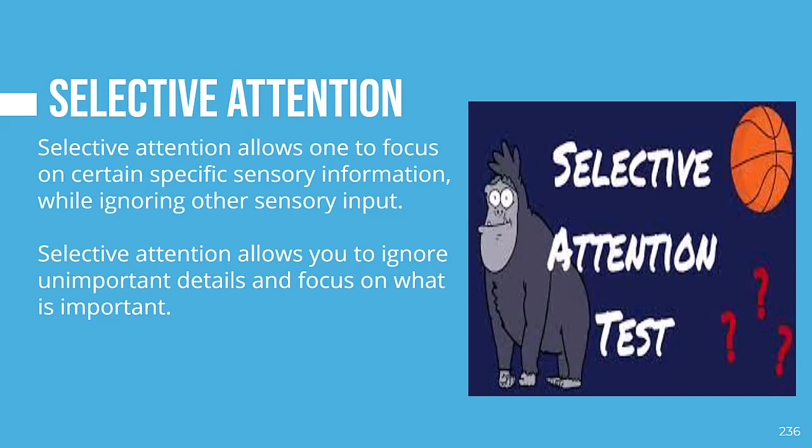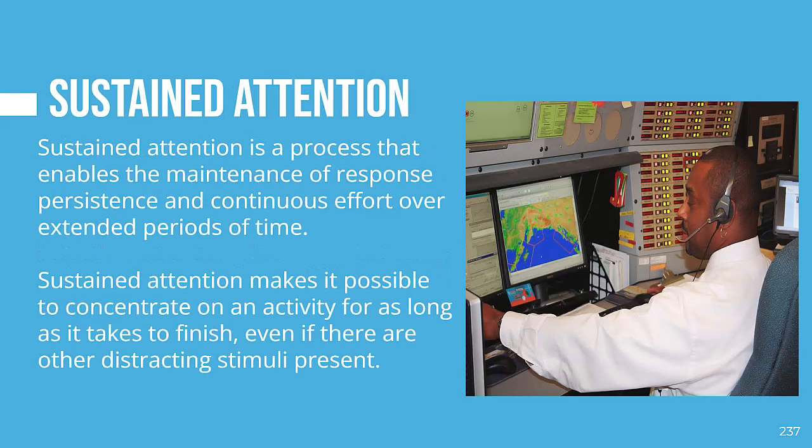We are not focused on what else might be happening around us, but only on what we select to focus our attention on. Sustained attention is the ability to focus on an activity or stimulus over a long period of time. It is what makes it possible to concentrate on activity for as long as it takes to finish it, even when there are other distracting stimuli present.